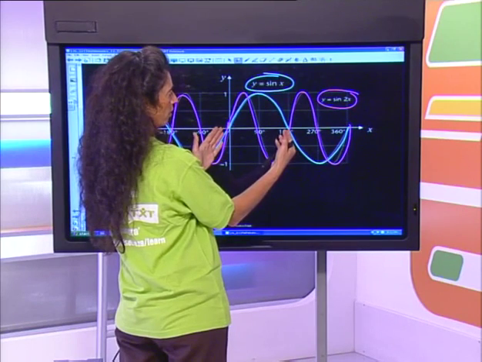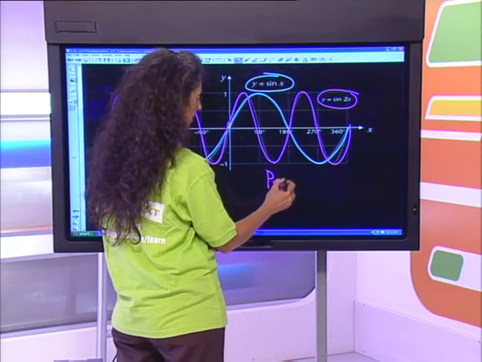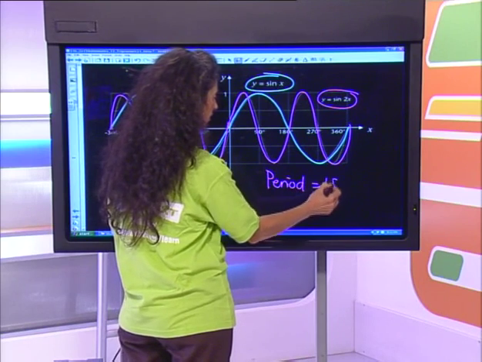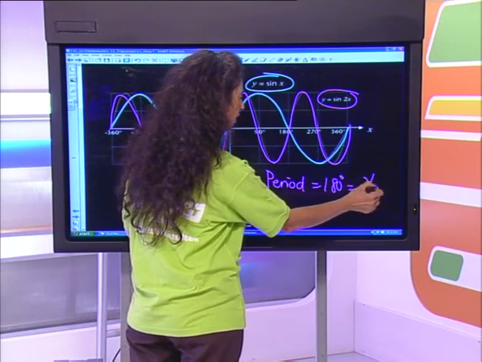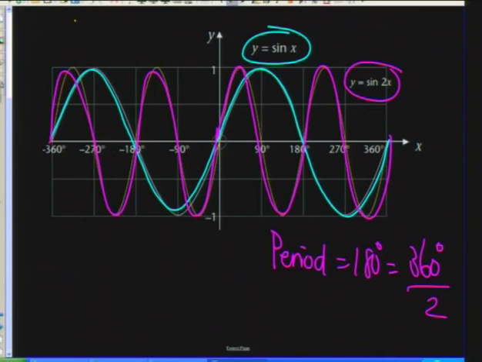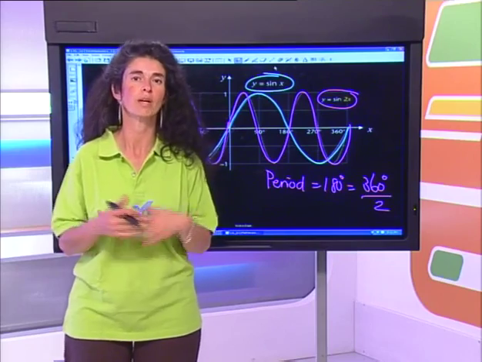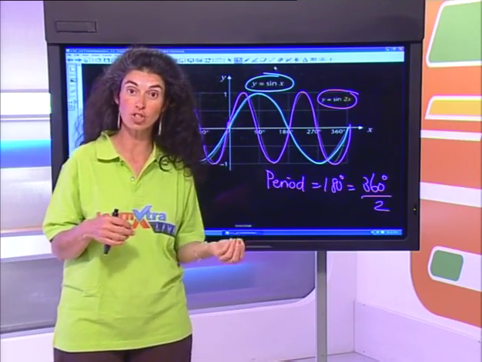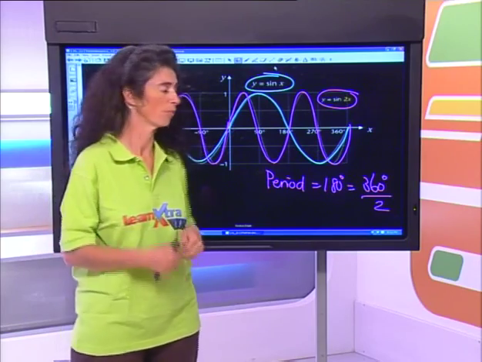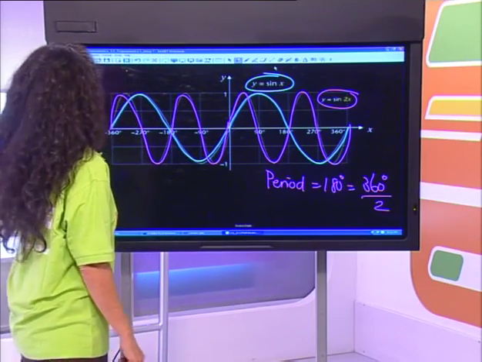It's halved the period. So the period has now become 180 degrees, or a half of the period of the parent graph, which is 360 divided by 2. So certainly we think that there is a relationship between the coefficient of x and its period, and we can see that if the coefficient of x is 2, the period has actually been halved. So we could say that there's an inverse relationship between the coefficient of the angle and its period. So let's look at this in more detail.